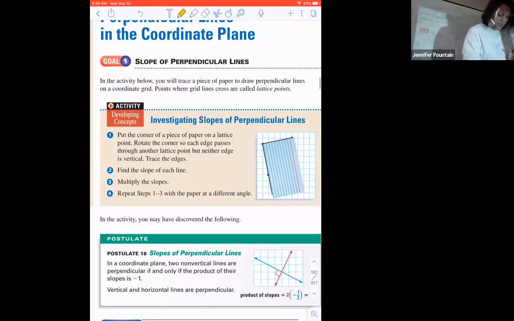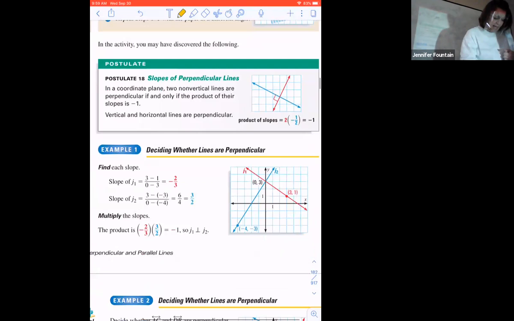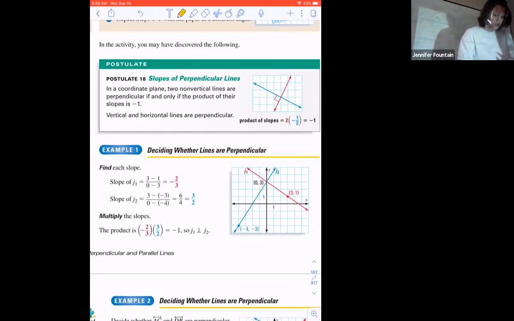Okay? So when I look at these two, first of all, let's look at postulate 18. Again, postulate, green box, go in the blue folder. Postulate 18, slopes of perpendicular lines in a coordinate plane. Two non-vertical lines are perpendicular if and only if the product of their slopes is -1. So that means when I multiply the two slopes together, it equals -1. Vertical and horizontal lines are perpendicular.